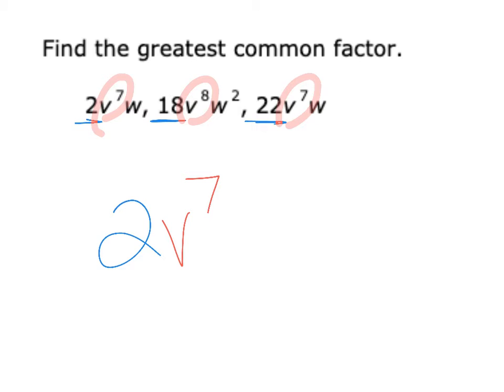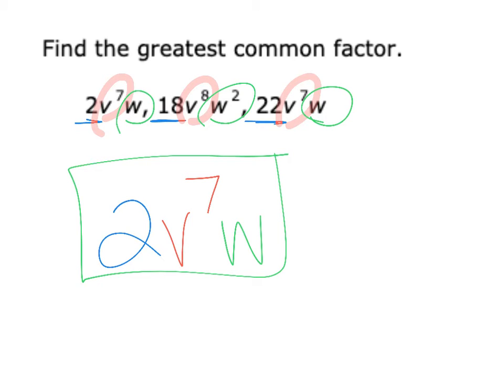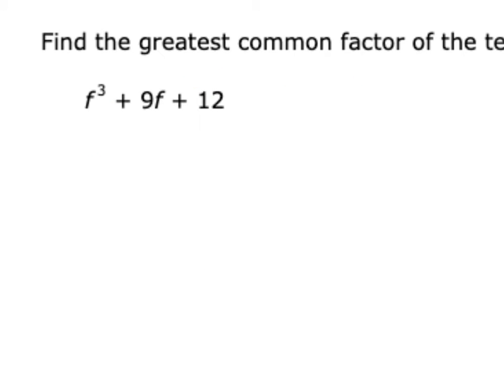Now we're going to take a look at our w's. You have a w squared and a w. Again, you're looking for the exponent that's the smallest, which would just be a single w. So the GCF would be 2 v to the 7th w. Again, you could do a factor tree for all of this if you'd like, or just look to see what they have in common. In the next example, you will see that they're throwing in addition signs. Do not let that throw you off. You're still doing the same process. So I would just ignore them.